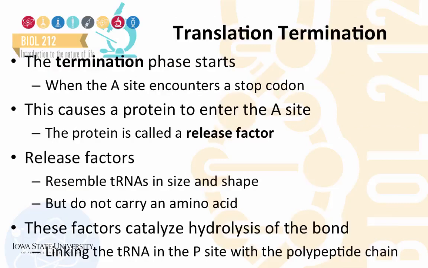Translation stops or terminates when the A site encounters a stop codon. This causes a protein called a release factor to enter into the A site. Release factors resemble tRNAs in size and shape, but they don't carry an amino acid. These factors catalyze hydrolysis of the bond linking the tRNA in the P site with the polypeptide chain. This leads to the release of the polypeptide chain from the ribosome.